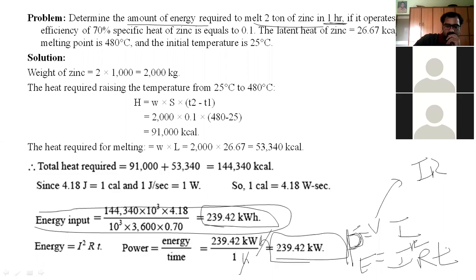Power, we know already, is the amount of energy required with respect to time, so that is energy by time. The energy we calculated, 239.4, that is the energy input. So total power, amount of energy. Okay, so this is the type of questions that are going to be asked.